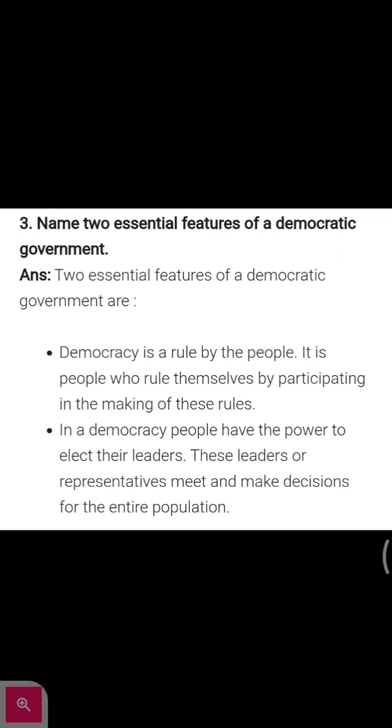Question number 3. Name 2 essential features of a democratic government. Answer. 2 essential features of a democratic government are: democracy is ruled by the people. It is people who rule themselves by participating in the making of these rules. In a democracy, people have the power to elect their leaders. These leaders or representatives meet and make decisions for the entire population.